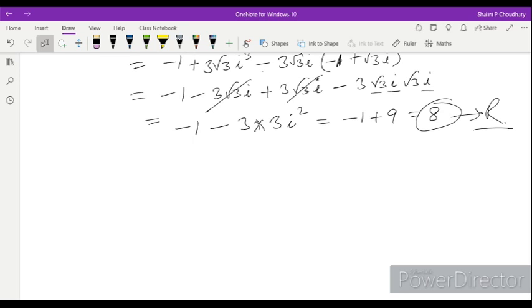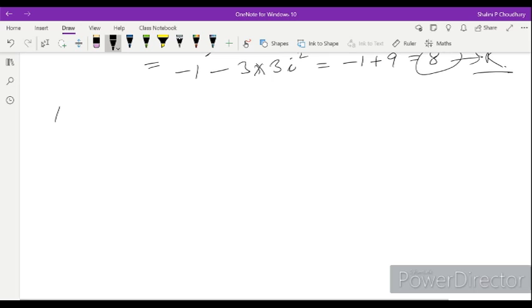If 1 plus i to the power 10 plus i to the power 20 plus i to the power 30 is given, you have to show that it is a real number. So what will be the value of i to the power 10? i to the power 4 plus 2. What is the value of i to the power 20?